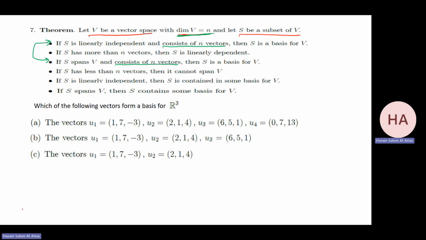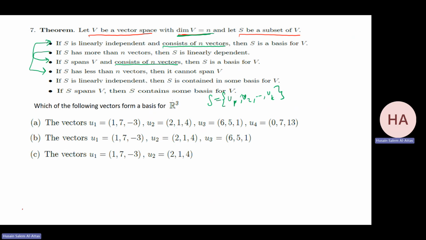The other ones, now let me try to summarize 2 and 4 also with 1 and 3. Let me try to put it here. I have the dimension of V is equal to N. So assume I have the set S consisting of V1, V2 up to Vk. I put a different number. So the subset contains K vectors.